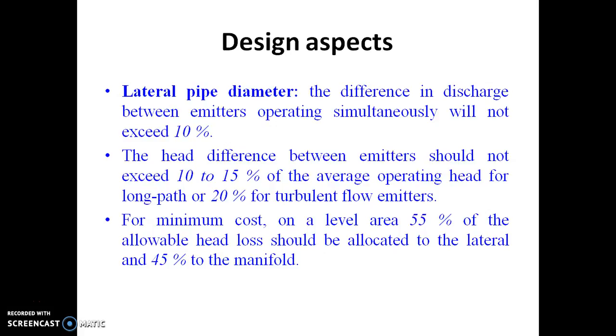So some of the aspects of design for the pipes, you have to find out the diameter of the pipes based on the discharge and the available pressure head. It's mentioned that the head difference between the emitters should not exceed 10 to 15% of average head. And for a minimum cost, the maximum allowable head loss should be on the laterals rather than on the manifold. So I hope you understand these concepts clearly to do an example on this topic.